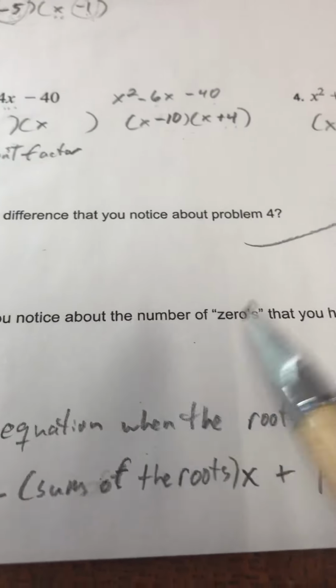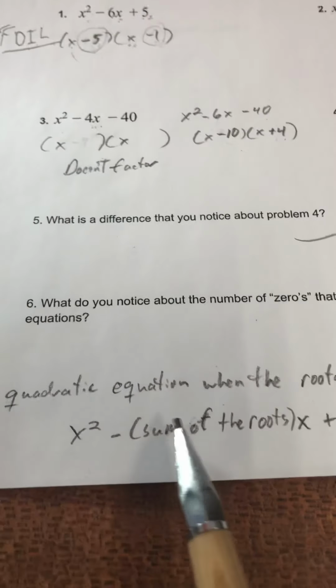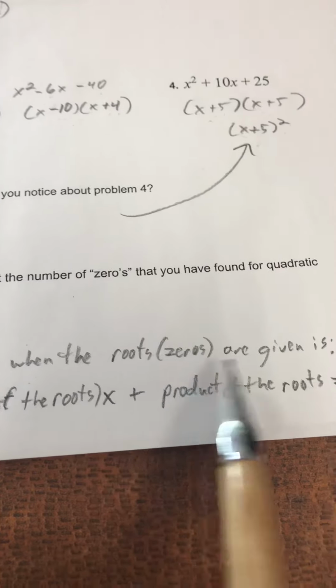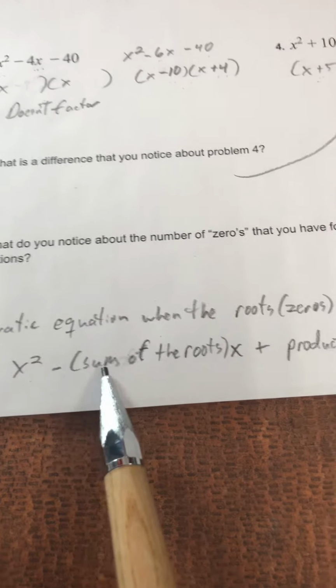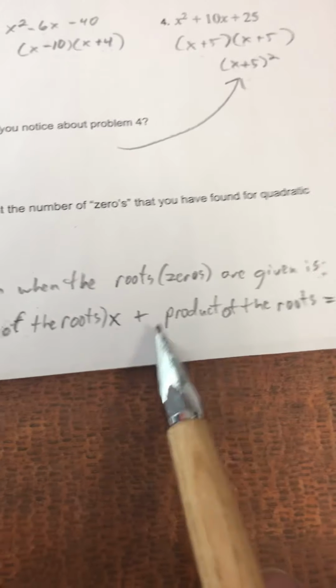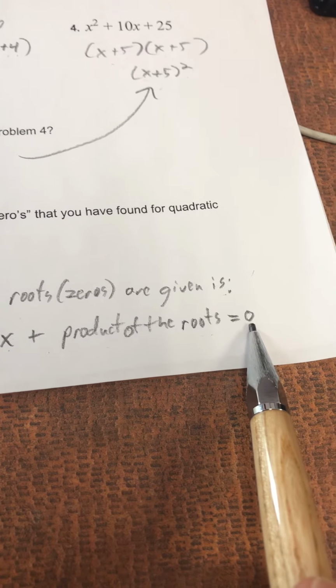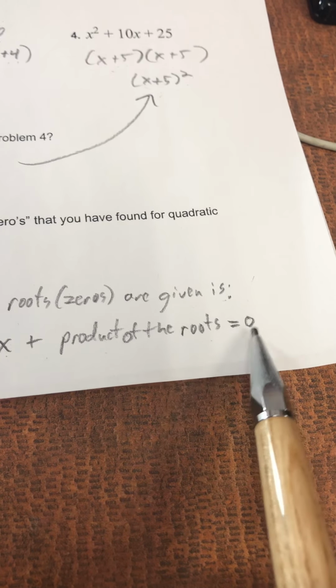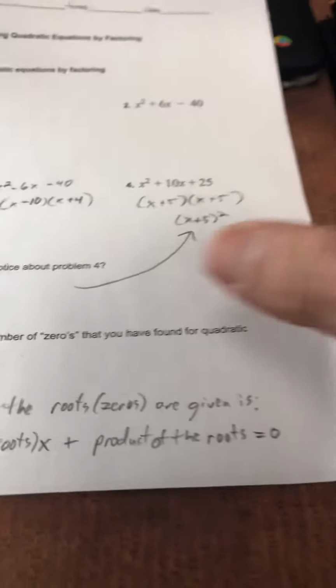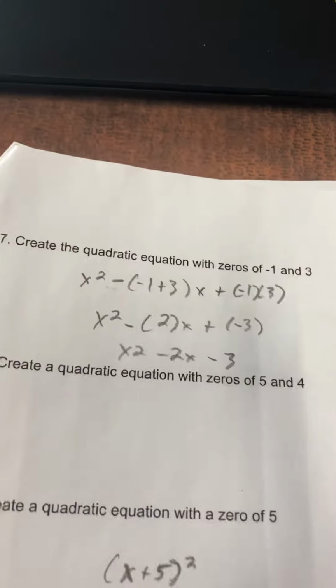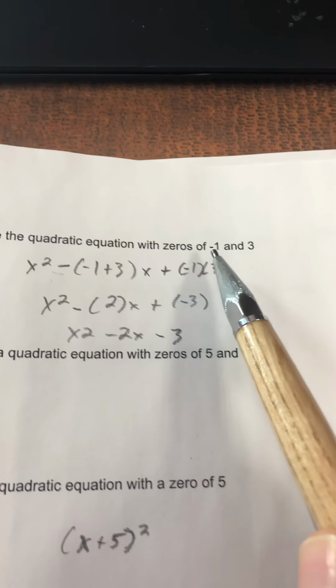Moving on to the zeros or roots. The quadratic equation, when the roots, zeros are given, is x squared minus the sum of the roots, x, plus the product of the roots, equals 0. With that in mind, for number 7, create the quadratic equation with zeros of negative 1 and 3.